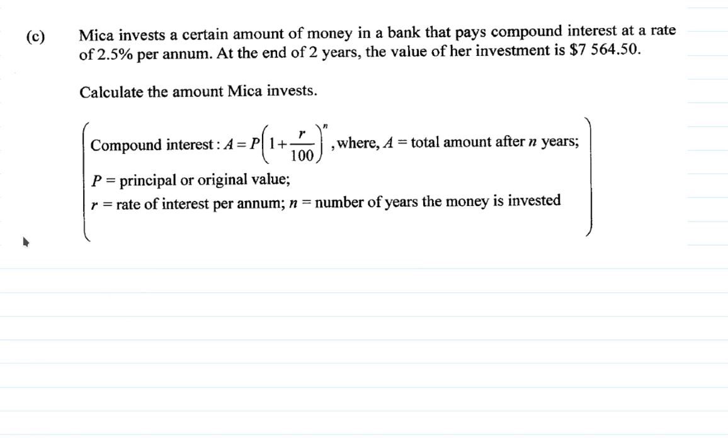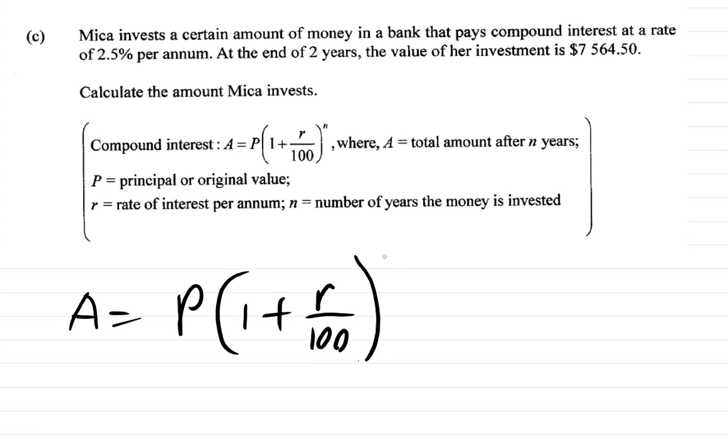the compound interest formula here. It says amount is equal to the principal, 1 plus the rate over 100 raised to the power of the number of years, n years, because it's per annum. Now, rate is 2.5%. So here, you can just get rid of this and put 2.5 there. A is the amount after n years. So A is the amount.